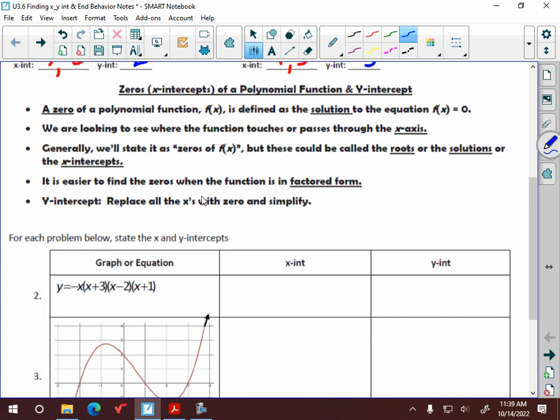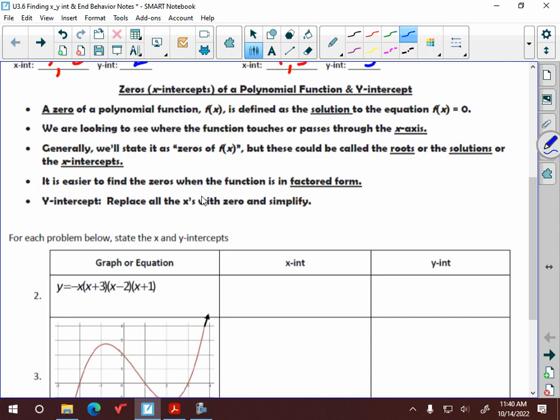So zeros, x-intercepts, solutions, roots, they all mean the same thing. A zero of a polynomial function is defined as the solution to the equation. So if we were to take that solution and synthetically divide it into that polynomial, we get a remainder of 0. When we have the factors, we can set the factors equal to 0 and solve for x. Those solutions are also the zeros, which are also the x-intercepts. When we're graphing, we're trying to find out where the graph crosses or touches the x-axis. So we can talk about zeros, solutions, roots, x-intercepts. Again, they all mean the same thing.